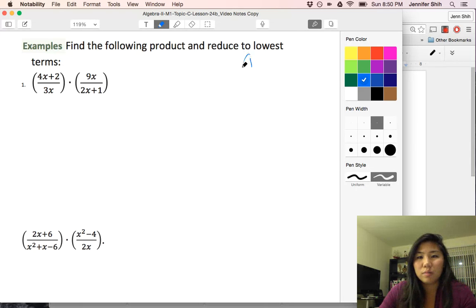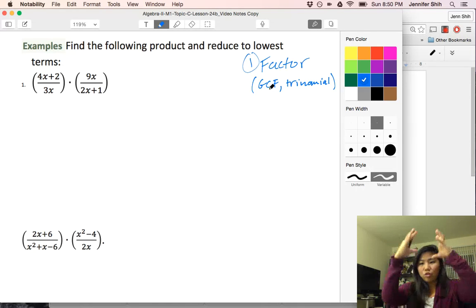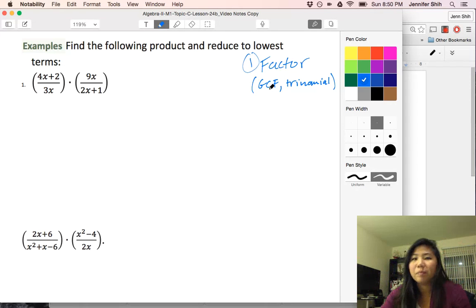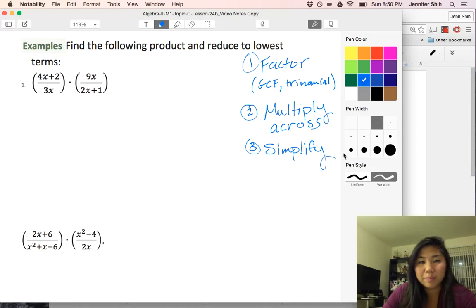You should factor first. Sometimes this is GCF, sometimes this is a trinomial, sometimes maybe this is factor by grouping, but the first step is to try to factor each expression some more, because then we are going to multiply across. If it says multiply, we're going to multiply across, and then we're going to simplify to lowest terms. There you go. Okay, let's try this out.